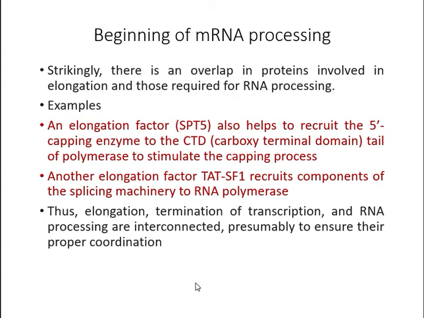I will give you some examples. There is an elongation factor called SPT5. It will also help in 5' capping. Then, there is another elongation factor called TAT-SF1. It will also help in splicing. So, that is how we can say the elongation, termination and RNA processing steps are interconnected and properly coordinated. Now we go to the elongation process.